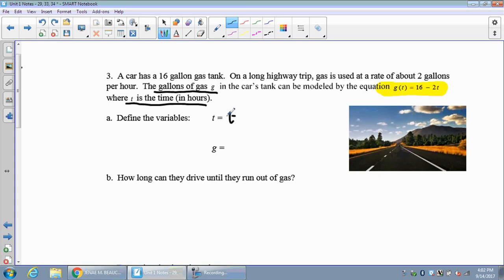T is time in hours. G is gallons of gas.